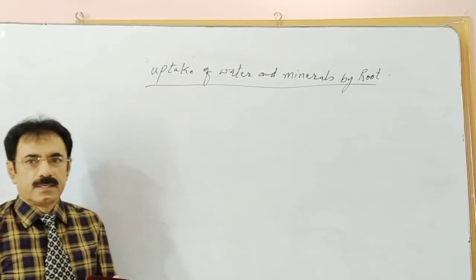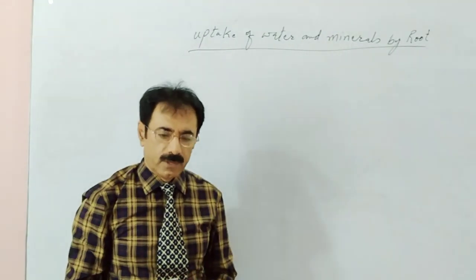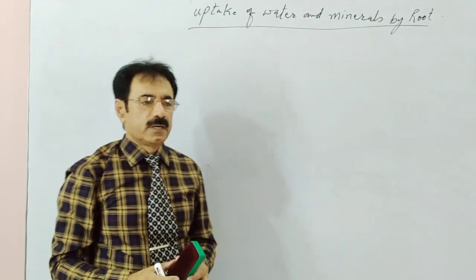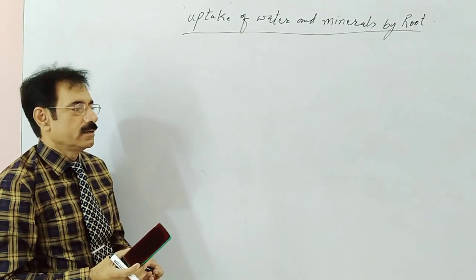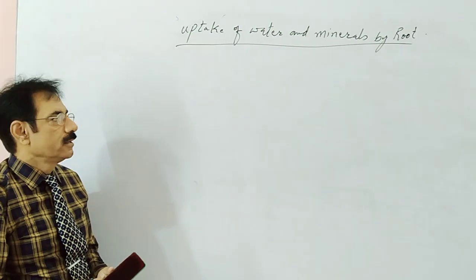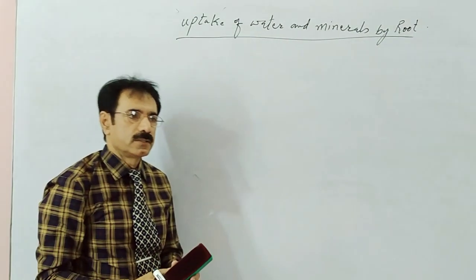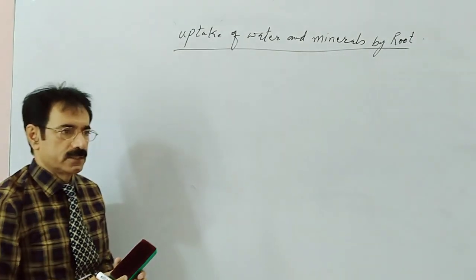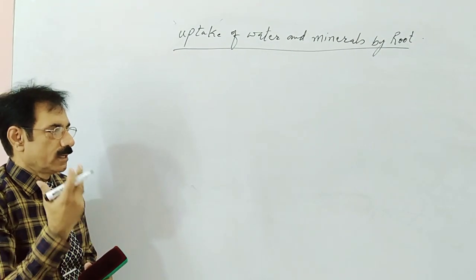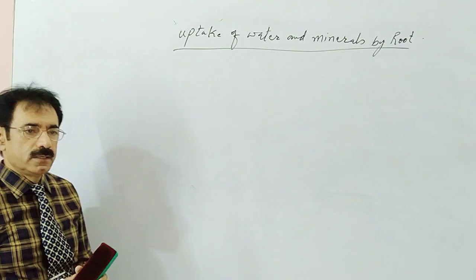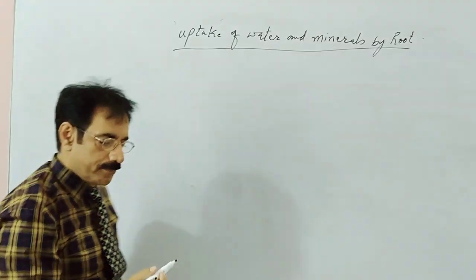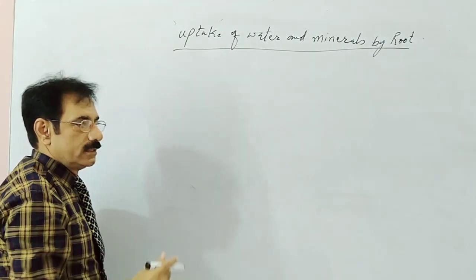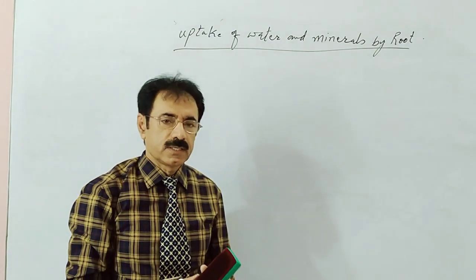Root is the underground part of the plant. Water and minerals are taken from the soil to upper plant parts. This process of uptake of water and minerals from soil to upper plant parts is called ascent of the sap. Let us see the structure of the root.